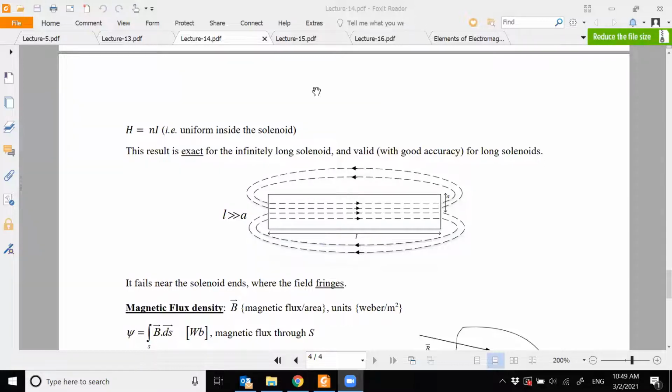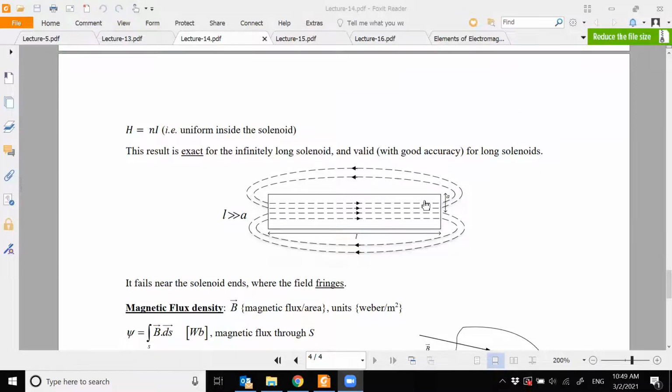So inside it was in the AX direction. If this is the AX direction, so inside it is uniform, but outside, if you are thinking about a finite solenoid where I can see the edges, then these are the field fringes and the field will go out and return back. Okay, so this is how the solenoid magnetic field looks.